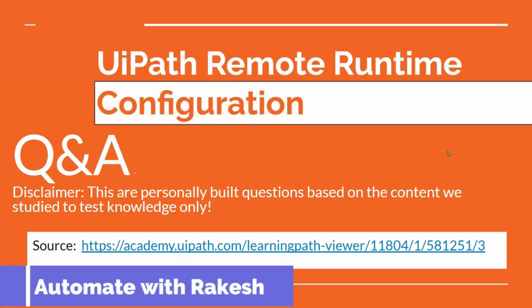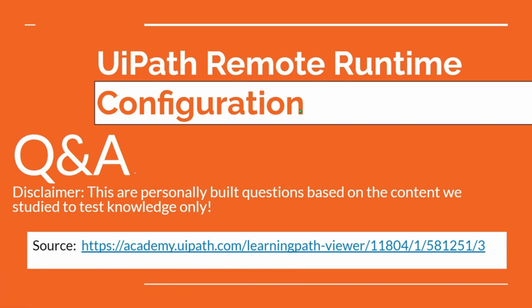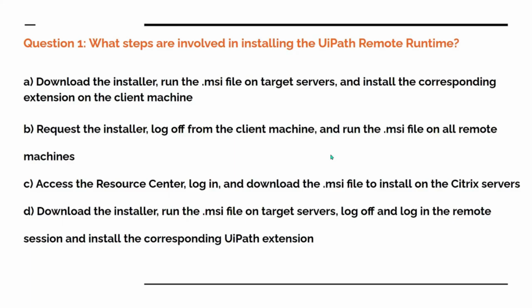In this video, let's go through some questions around the UiPath remote runtime configuration. So let's see the very first question. What steps are involved in installing the UiPath remote runtime? It is asking what is the right sequence of steps. Option A: download the installer, run the MSI file on the target server, and install the corresponding extension on the client machine. This appears like a right option. However, you need to choose the best answer out of four.